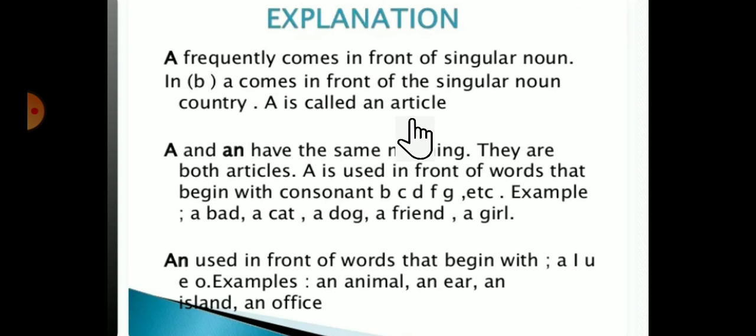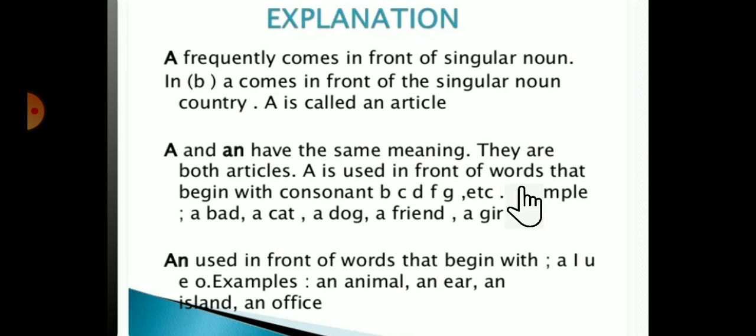A is called an article. So what is a, student? In the further classes you will learn about the article. Article is divided into two types, definite and indefinite. So which form of the article is it? A is the indefinite form of the article. See, a and an have the same meaning, both of them. They are both articles.